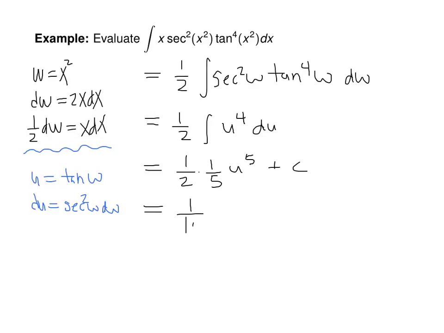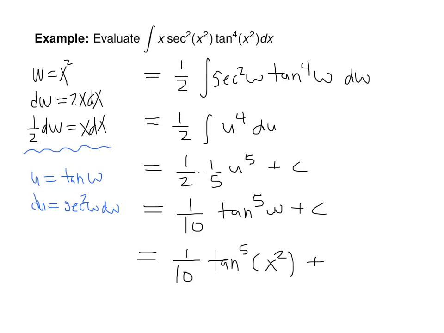We have 1/10 tangent to the 5th of w plus c, and we sub back in what w is, x squared. We end up with 1/10 tangent to the 5th of x squared plus c.